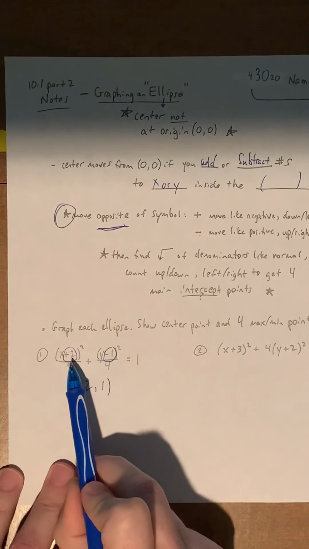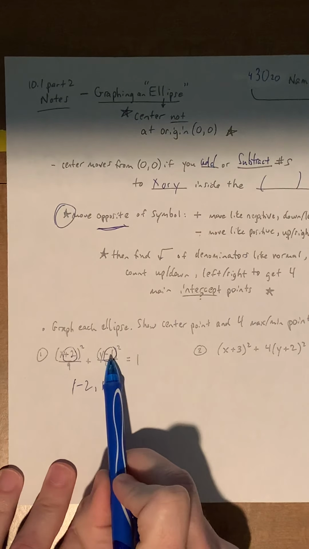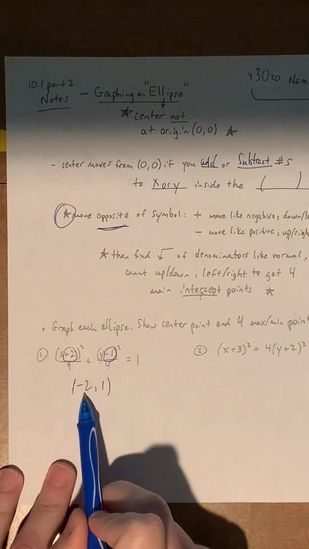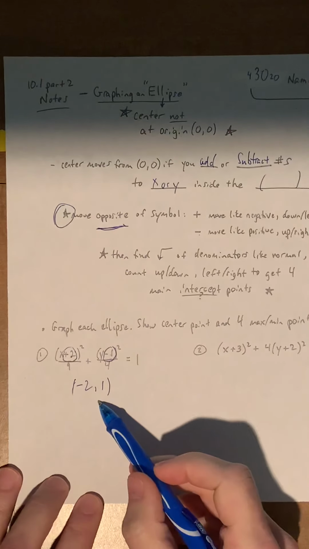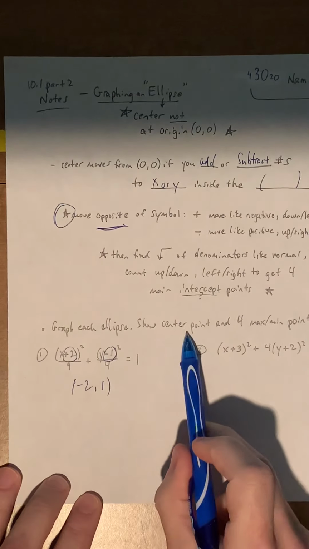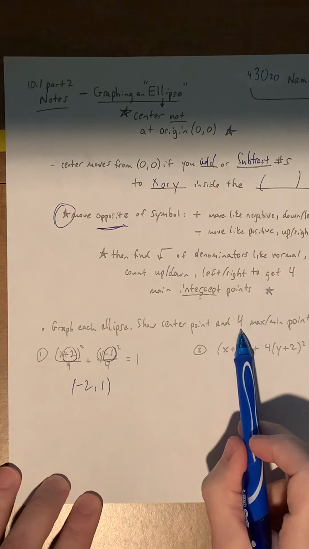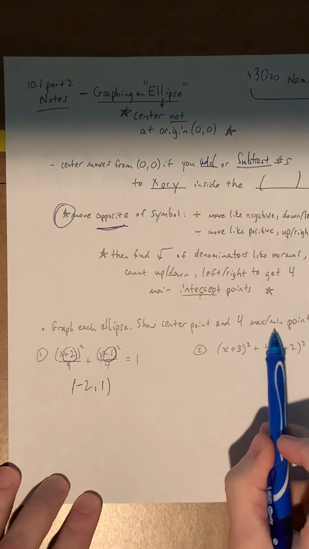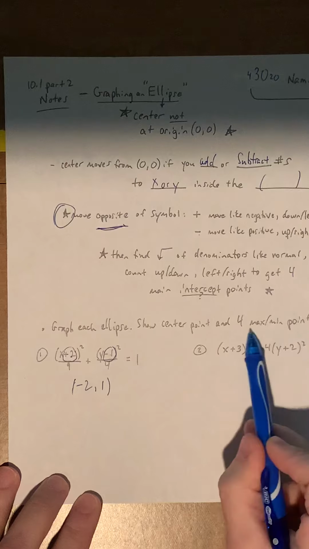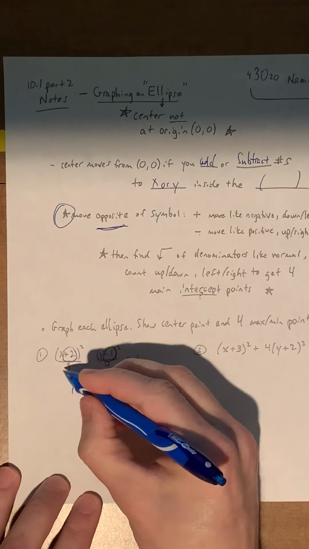Because to get your center point, you would go left 2 and up 1. So that's your center point. So now that we have our center point, we need to know how far to go up and down, left and right to get our other 4 points. So square root of 9 is 3.